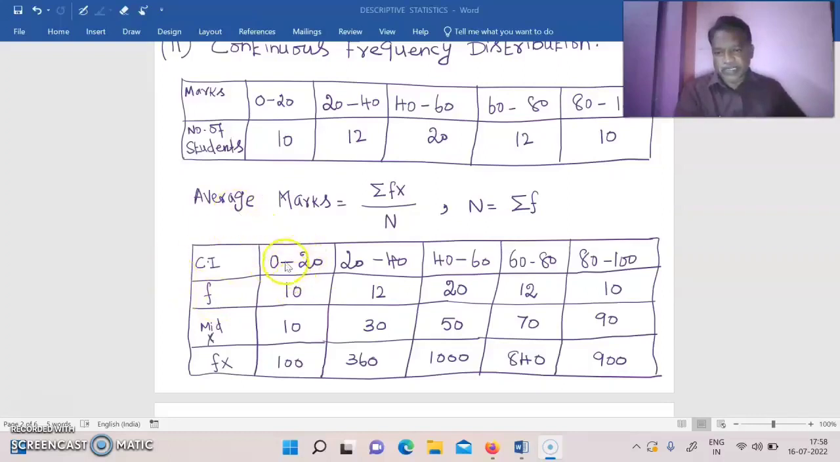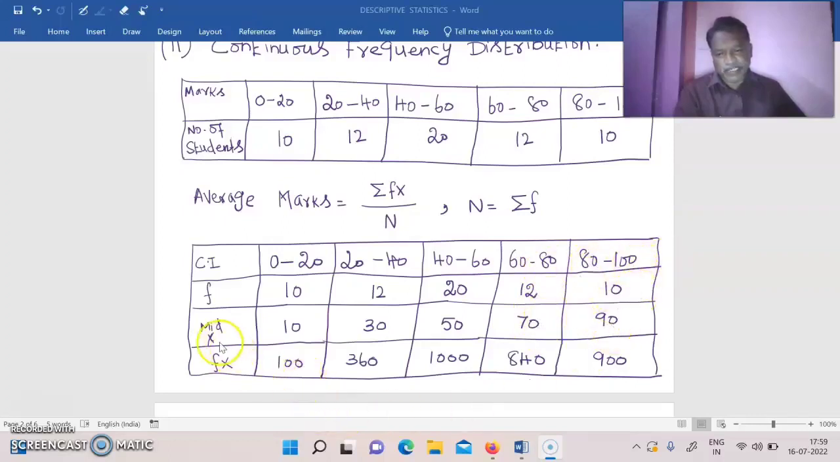For the class intervals 0 to 20 and so on, the frequencies are given as they are. For mid-x, you add the lower limit and upper limit of the class interval and divide by 2: 10. For the second interval, 20 plus 40 is 60, 60 by 2 is 30. 40 plus 60, 100 by 2, 50. 60 plus 80, 140 divided by 2, 70. 80 plus 100, 180 divided by 2, 90.